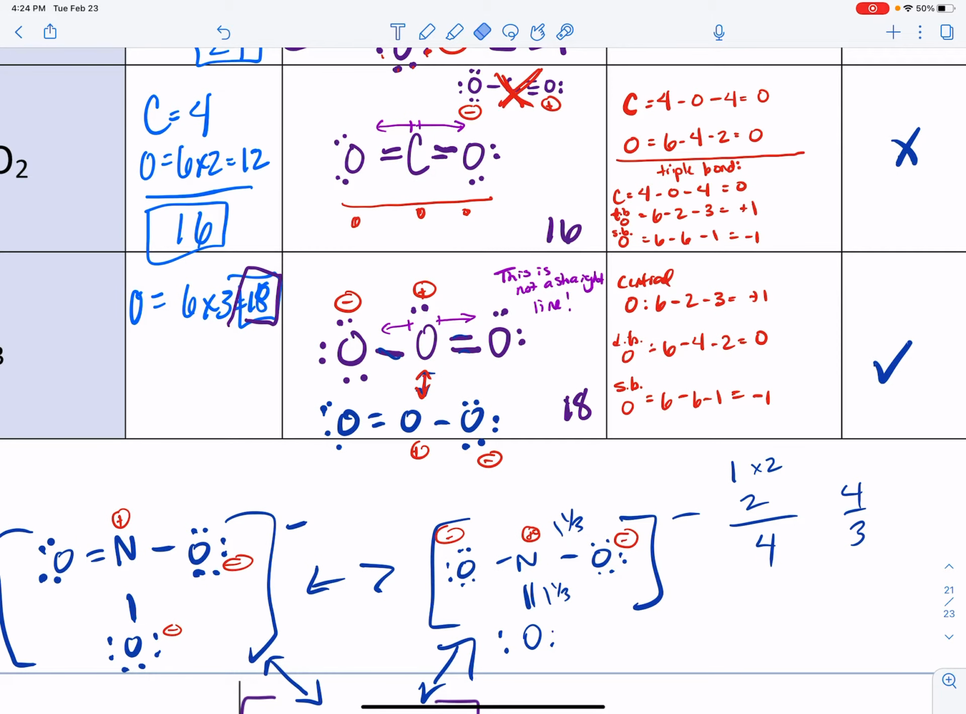And then right here, you might say, should this be polar or not? I'm going to erase it for now because there is no difference between those. There is something else special though that is going on, and it has to do with it not being a straight line. So we're going to come back to this. It has to do with the actual lone pair. Kind of interesting.